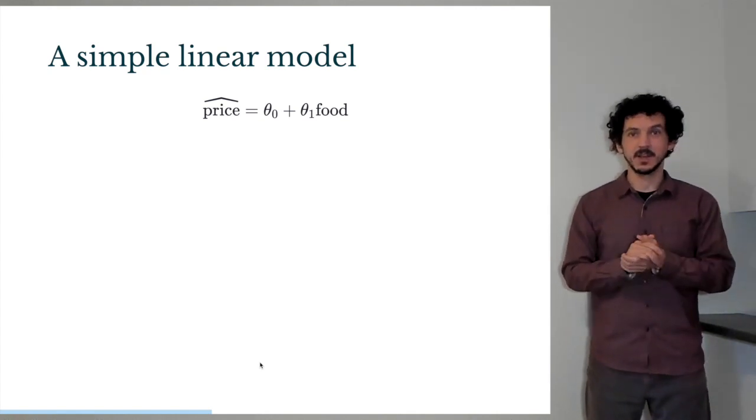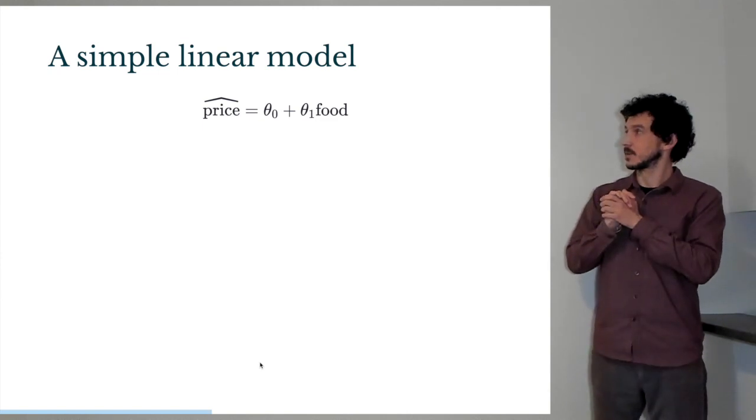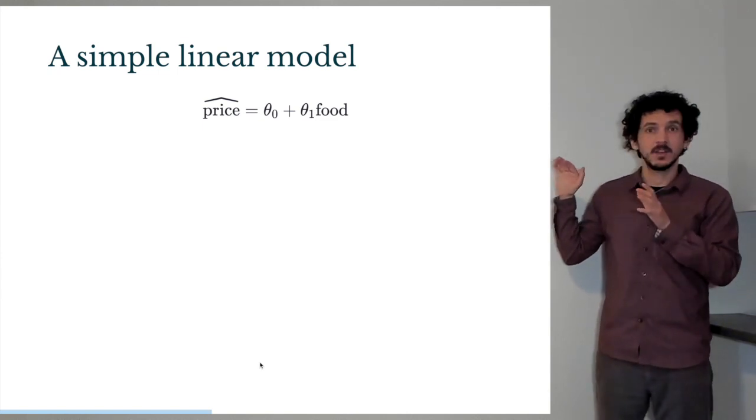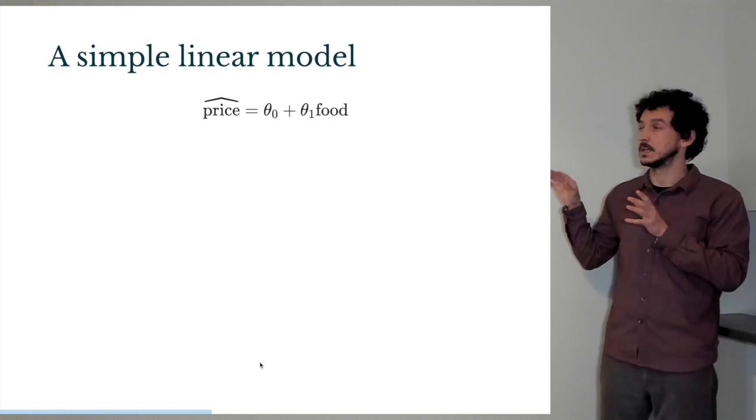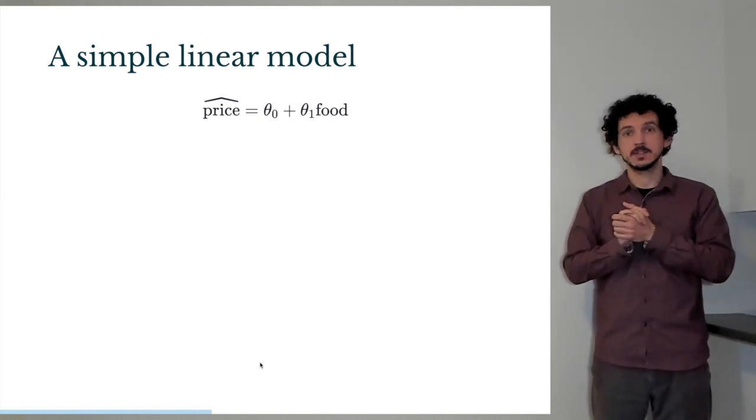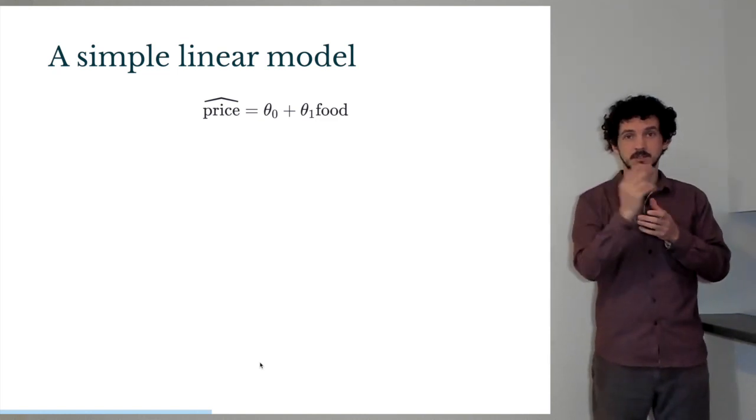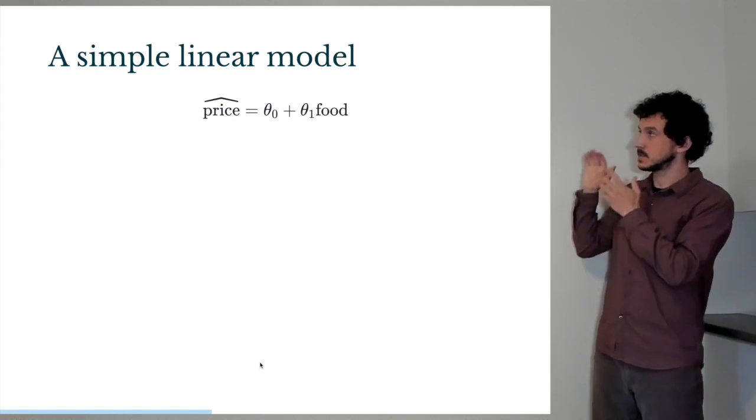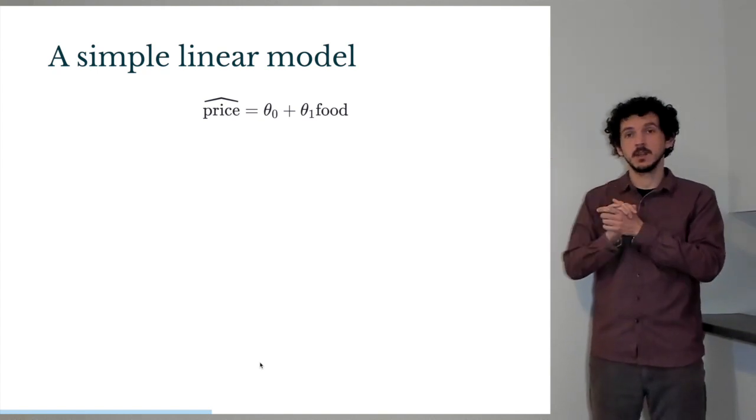Simple linear model. Okay, so what we're going to try to do here is predict the price based on a simple function of food, and it's going to be a linear function. So just two parameters. All right, so this is how we introduce the simple linear model.